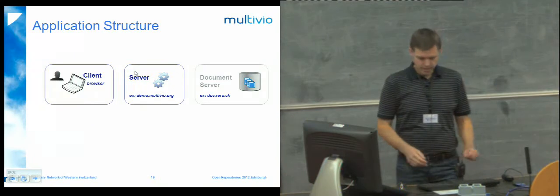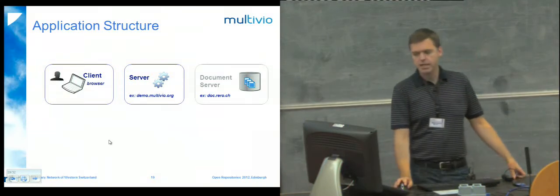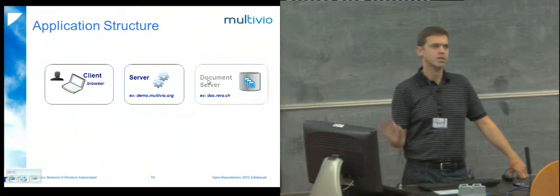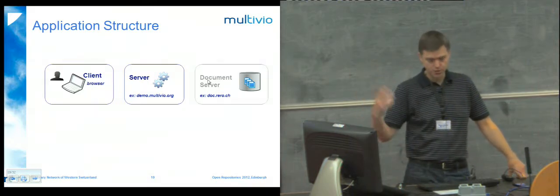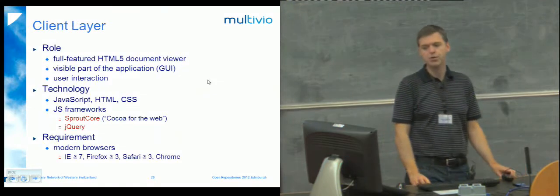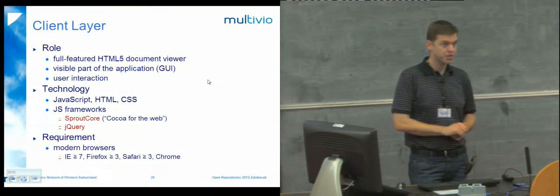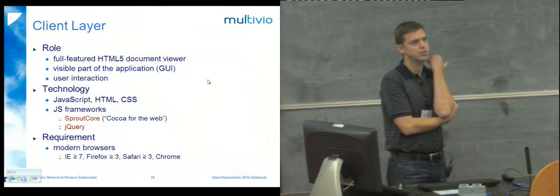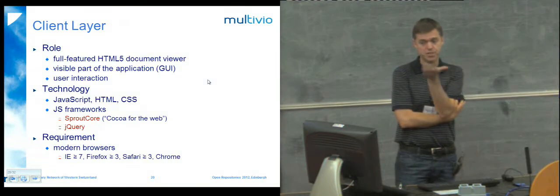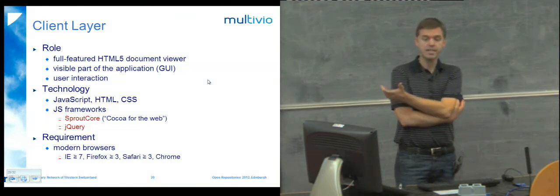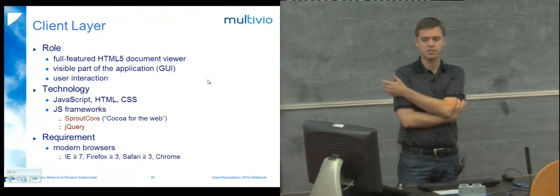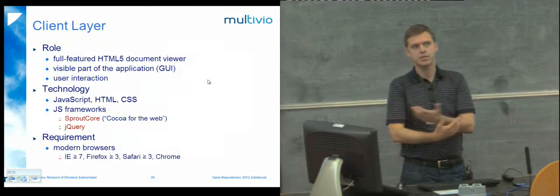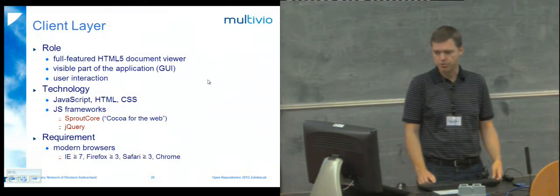So how does it work? As I said previously, there are two layers: the client layer that works in the browser, and there's a server layer, and also the document server. But this is not part of Multivio; it just has to work together with it. So what's the role of the client layer? It's a full-featured HTML5 document viewer. It's the visible part of the application that allows user interaction. It's based on JavaScript, HTML, CSS, as I already said. The technologies that we use, the frameworks, are called SproutCore and jQuery. And the requirement is simply a modern browser.